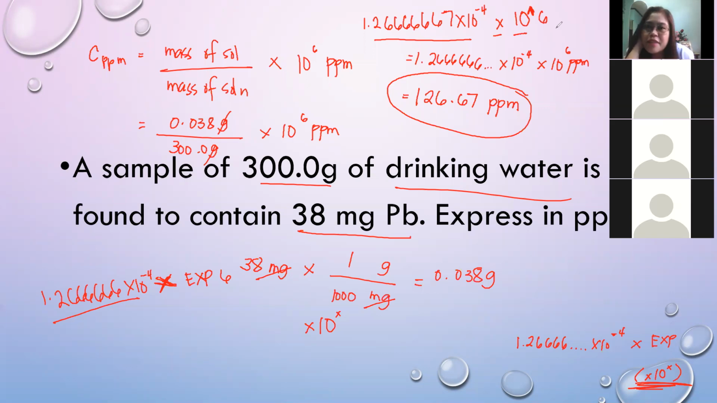If you get confused with EXP, then use the arrow up and then the 6, equals. You will get 126.67 ppm. Okay? Did you get it? Sometimes some haven't gotten it yet, so we'll redo it. Any questions?